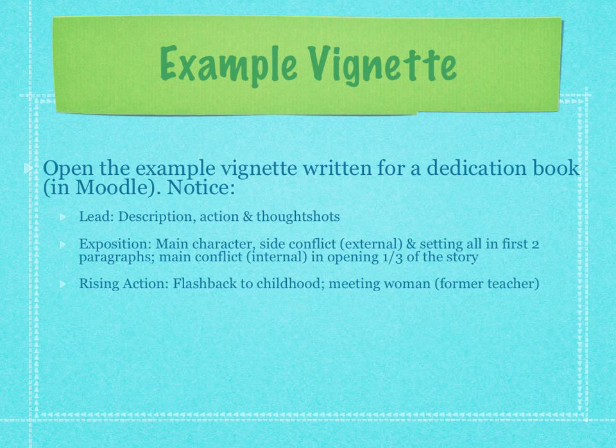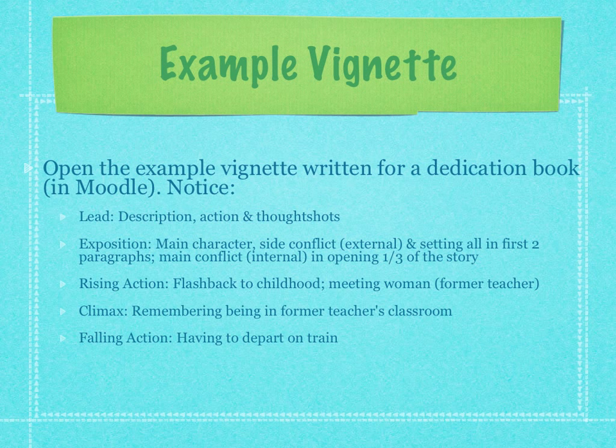Then we had some rising action, which involved actually a flashback to childhood, and then meeting up with a former teacher. The bulk of the story was the climax, remembering being in the former teacher's classroom, what it was like, what she appreciated about it, what she learned from it. And all of this brought us to the falling action, when the 2 women need to separate, and the resolution, when the main character realizes why it is she has this job that drives her crazy. It had a lot to do with that former teacher of hers.